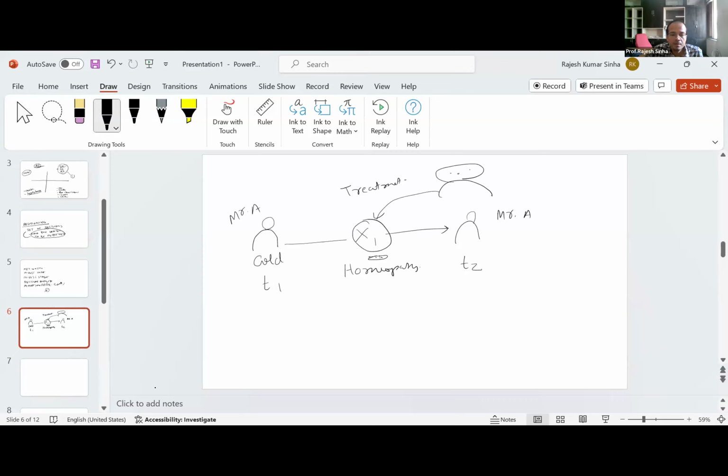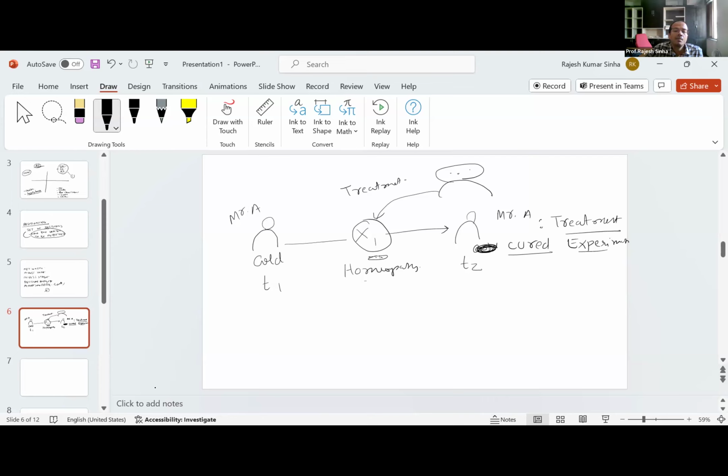Now he is saying that this person has been cured of cold. There is no cold over here. He is cured. This fellow is cured because of his homeopathy medicine, because of his treatment. So call it a treatment group, or experimental group.